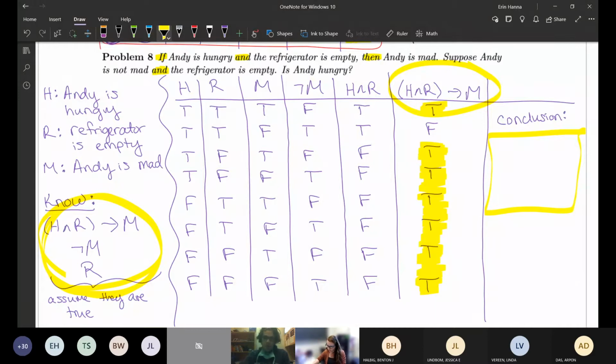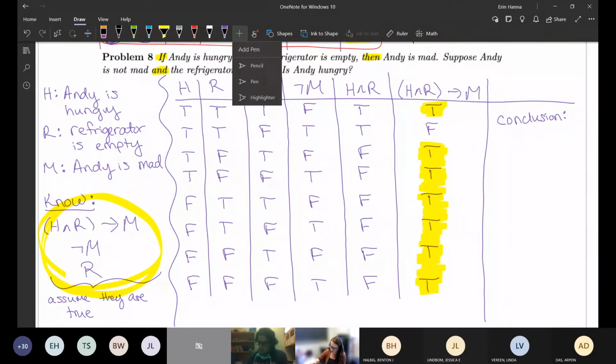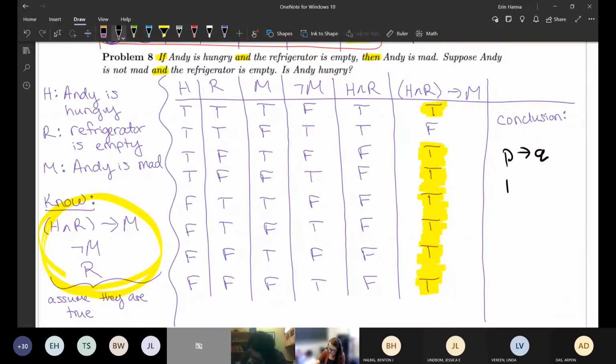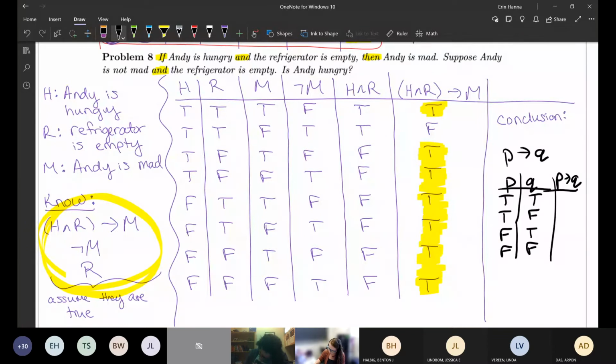Yeah. So how do I want to do this? Let me kind of come off here really quick. So P implies Q, if we have P, Q, true, false, true.